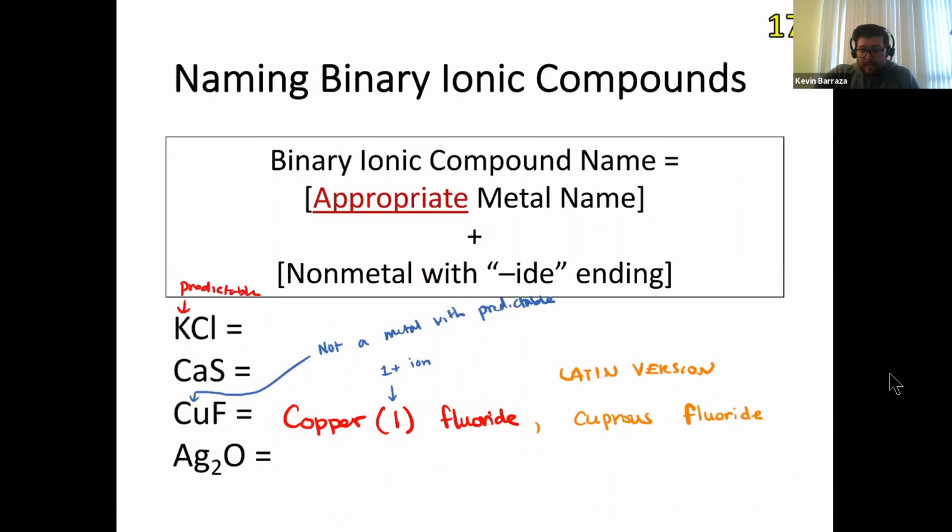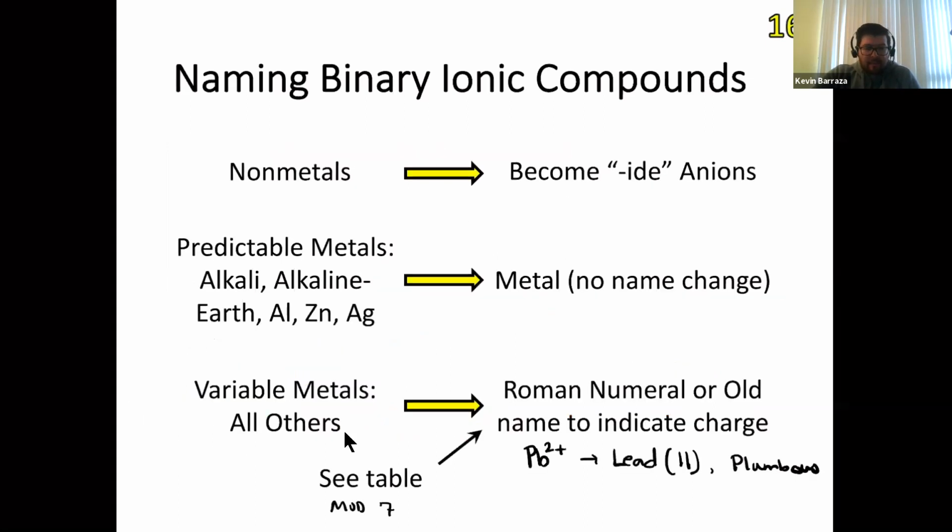And that's all there is to the naming of binary compounds. The subscript is not part of the name. So notice it doesn't matter that I have a 2 here. It's called silver oxide. All that matters is whether it's predictable or not. And if it's not predictable, and by that I mean it's one of these other metals, then we have to use a Roman numeral or an old Latin name. But otherwise, it's very formulaic. Metal-ide, metal something-ide.